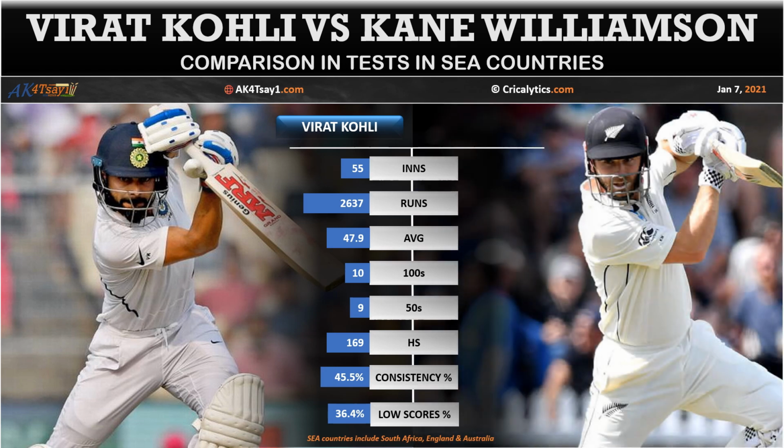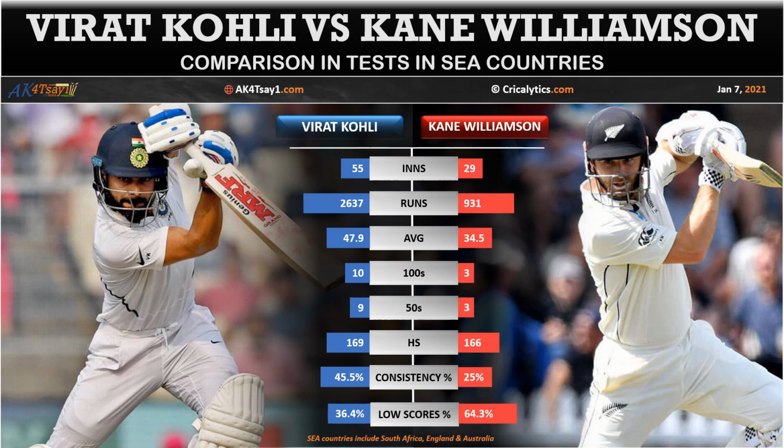Talking about the world number 1 Kane Williamson's record in SCA countries, you would be slightly surprised. Kane Williamson has scored only 931 runs from 29 innings at an average of 34.5, which is almost 19 less than his overall career average. He has only 6 50-plus scores in SCA countries. His consistency stands bad at 25% and his low scores are very high at 64.2%.